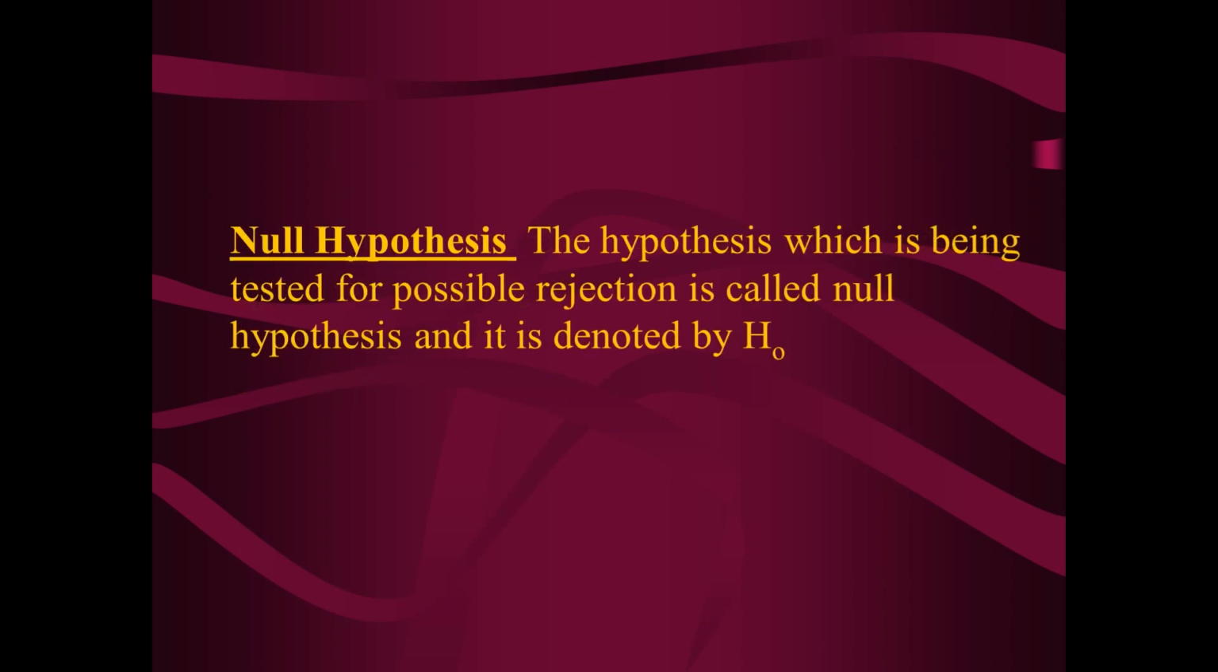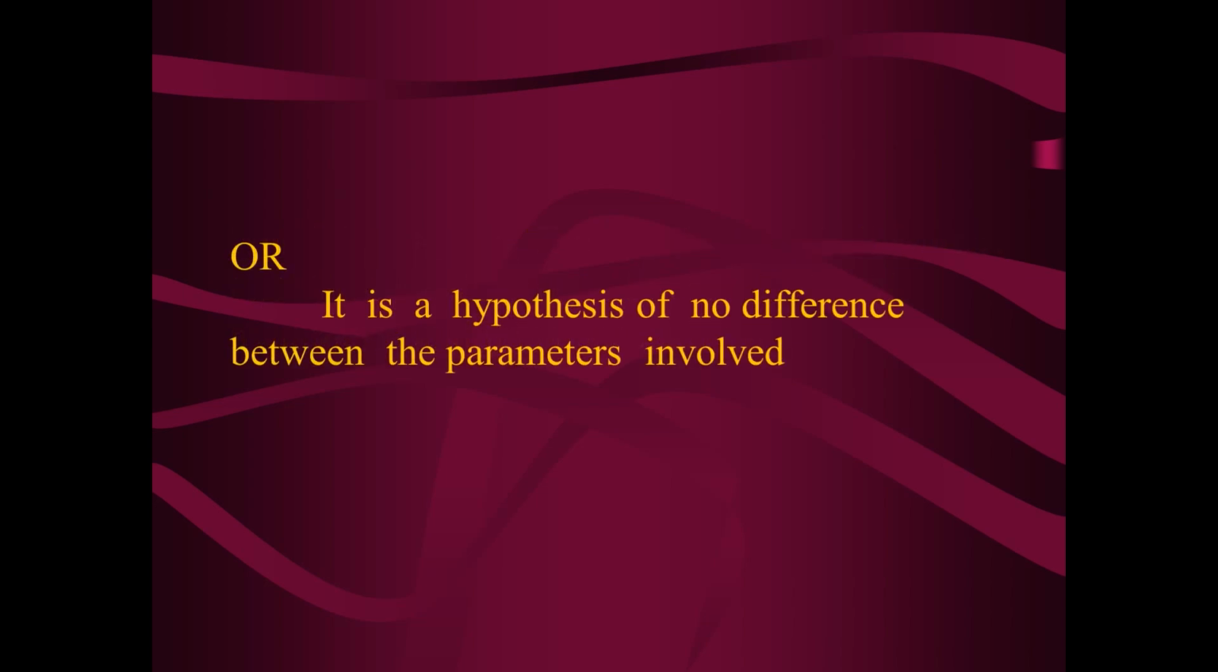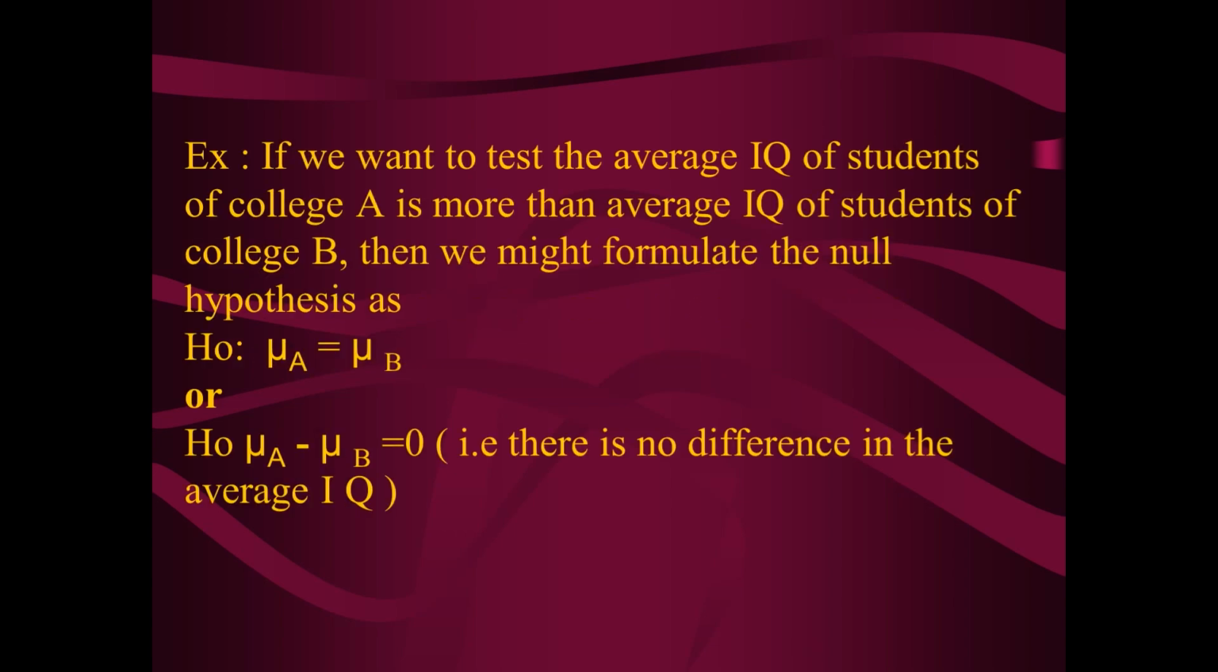The null hypothesis is the hypothesis which is being tested for possible rejection, and it is denoted by H naught. Or else it is a hypothesis of no difference between the parameters involved. For example, if you want to test whether the average IQ of students of college A is more than the average IQ of students of college B, then we might formulate the null hypothesis as H naught: mu A equal to mu B, or else mu A minus mu B equal to 0. That is, there is no difference in the average IQ of students.